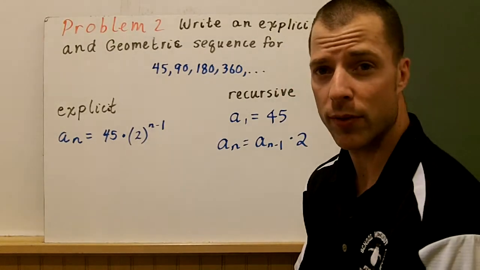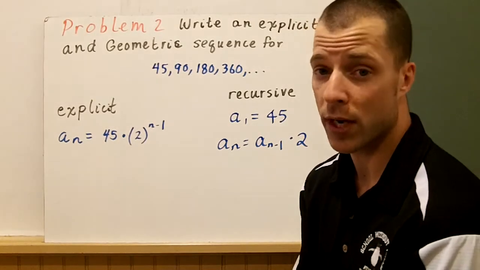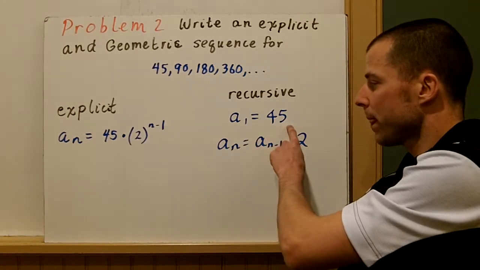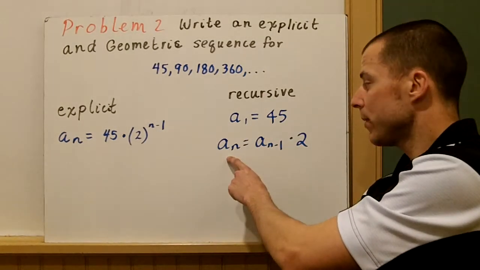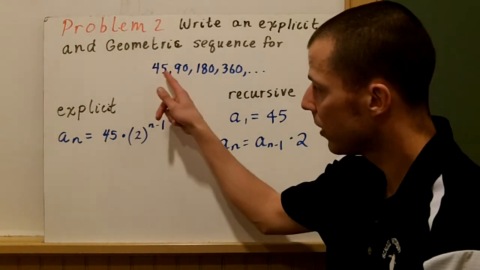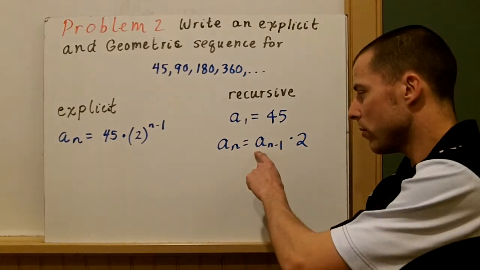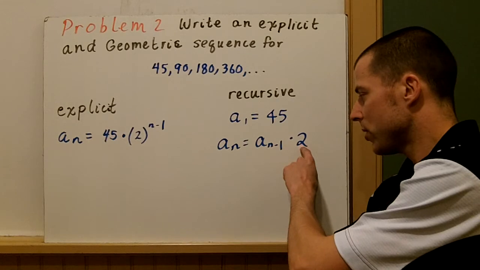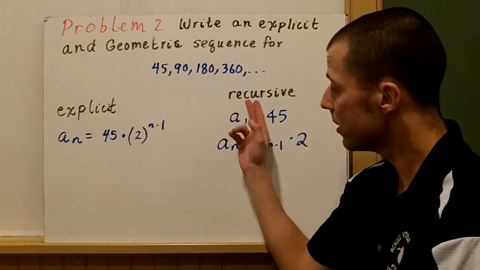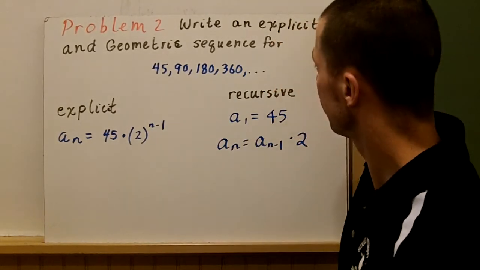Now, for the recursive formula, we have to define two things. We have to know our first term, and then we have to write our rule using the previous term. First term is 45. To get the rule, we simply look at our previous term and ask how do we get the next term? Well, to get 90, we take our previous term and multiply it by 2. The previous term times 2, where 2 is our common ratio. So that's an explicit and recursive formula for a single geometric sequence.